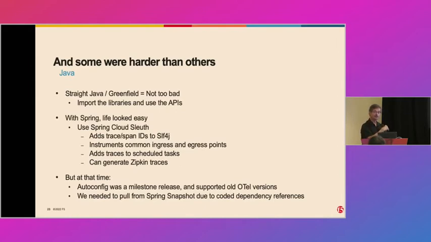And because of the nature of this milestone release, we had to directly pull from the Spring snapshot because of dependencies that were built into the Spring Sleuth project. And so we had to change our build structure, pull in different sets of information at the same point in time. None of which is hard to deal with, but if you're in a production application, the last thing you want to be dealing with is something that's already down-revved and something that's going to require your build process to change just for those unique items. So between the auto instrumentation and the Spring Sleuth, we had some interesting challenges when it came to Java.